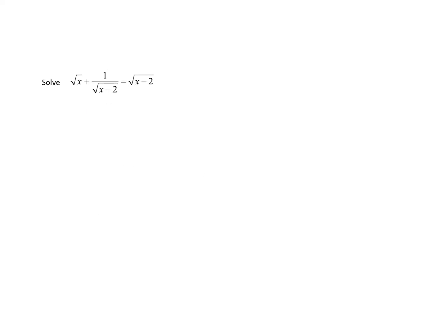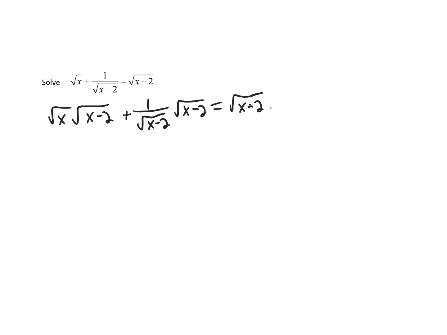Now here's a little bit more complicated one. First thing is we don't like having that fraction, so let's multiply everything by that root x minus 2 in the denominator to get rid of it. Now we can simplify. This becomes root x squared minus 2x. This just becomes 1. And the right side just becomes x minus 2.